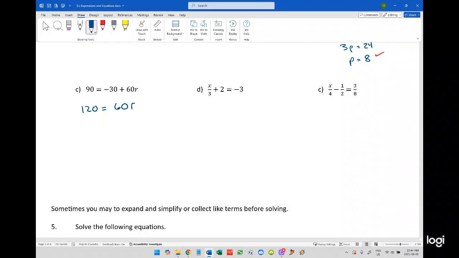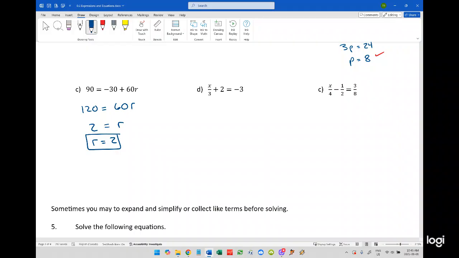And then I'm going to divide both sides by 60. And that gives me 2 equals r. I usually like to write the variable on the left. R equals 2. So there was a 2-step problem that was actually done in 2 steps.